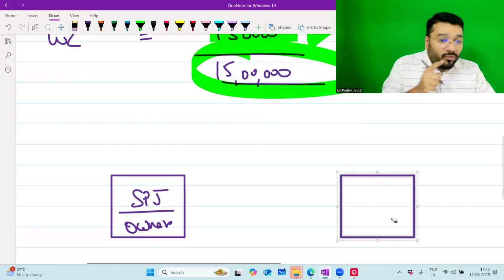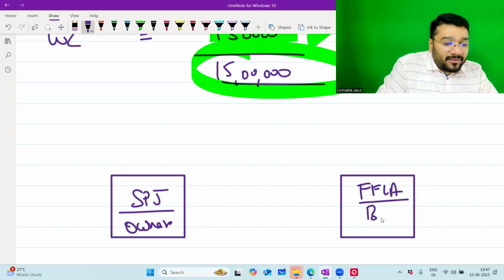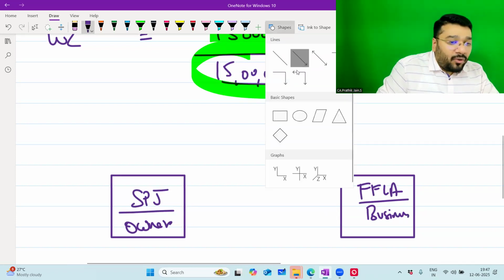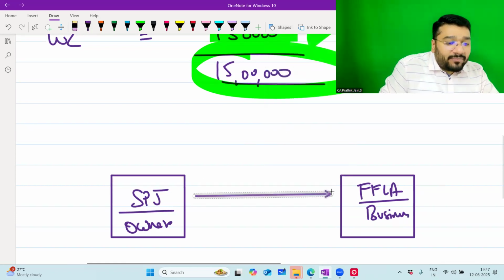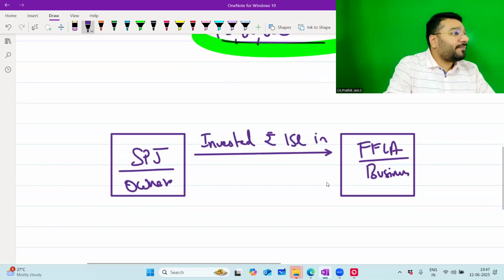SPJ is the owner, who will be there in this box? FFLA, which is nothing but business, entity, enterprise, whatever you say. Now, the arrow mark is going from this side to this side. What does it mean? SPJ invested 15 lakh rupees in FFLA.